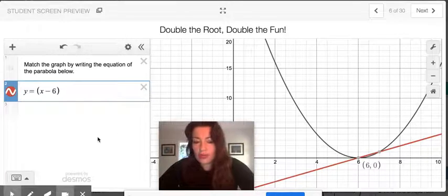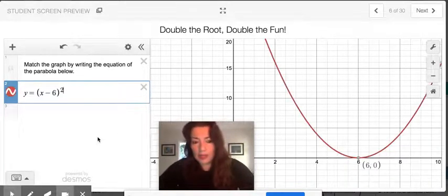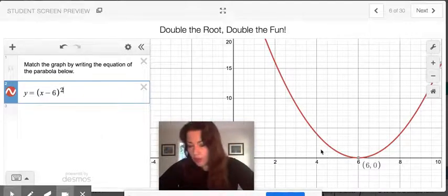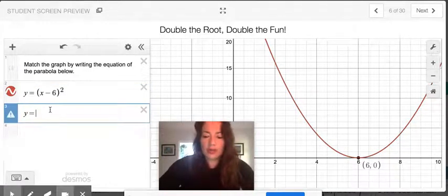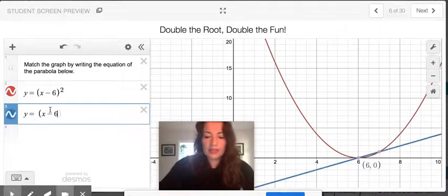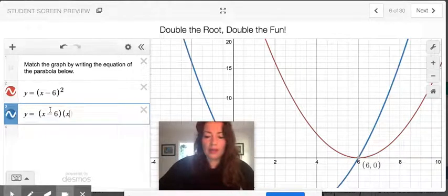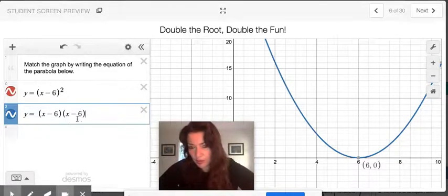So to raise it, you need to do the little hat above the 6 and put a 2, and that will square it. So there's my bounce. Now recall, (x minus 6) squared is the same thing as if you wrote it in factored form. It just means (x minus 6) times (x minus 6). So either way will work.